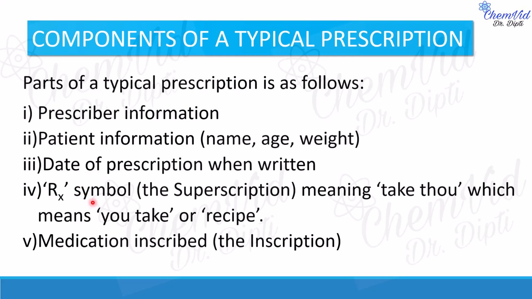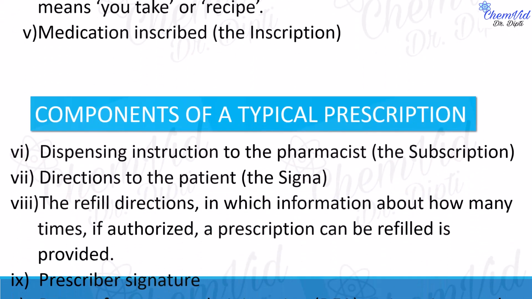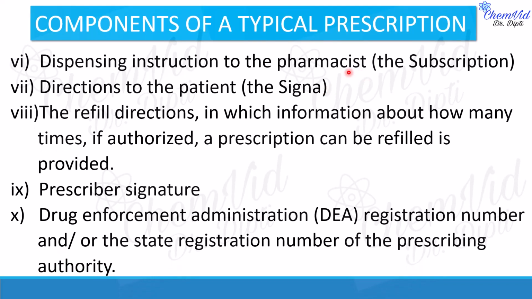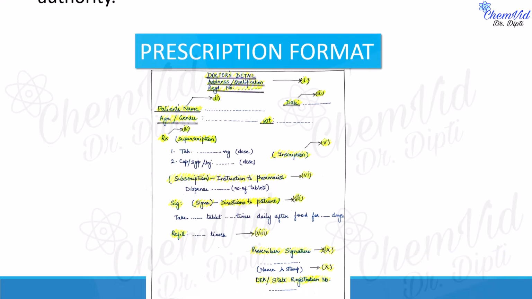Then comes the RX symbol. RX symbol is the superscription, which means take thou or you take or recipe. And then comes the medication inscribed, which we call as the inscription. Then is the dispensing instructions to the pharmacist, which is called as a subscription. Then comes the signa, which is the directions to the patients. Then comes refill directions, and in the last there will be prescriber's signature, that means the doctor's signature and his DEA registration number. So these are the typical components of a prescription.